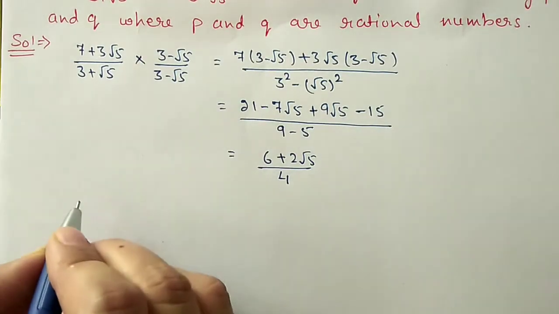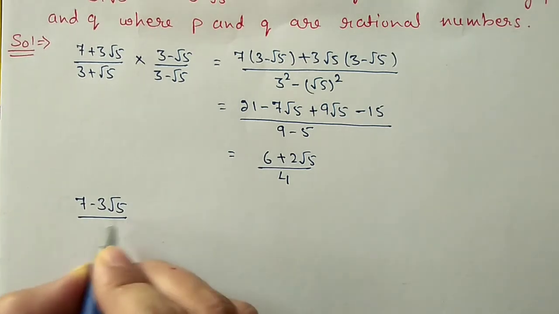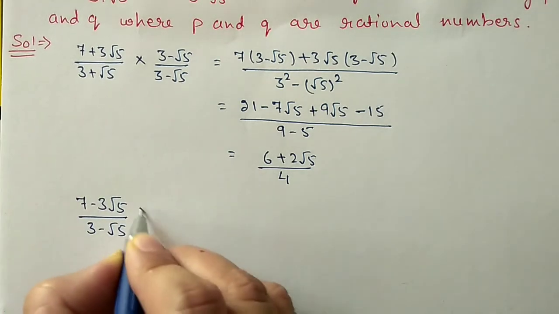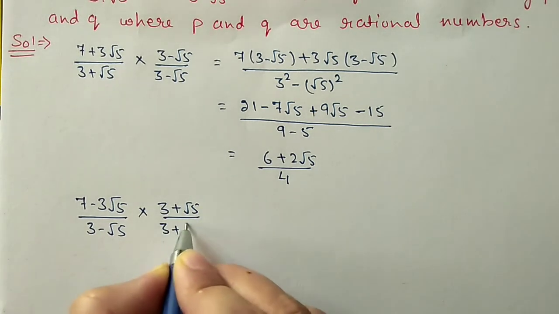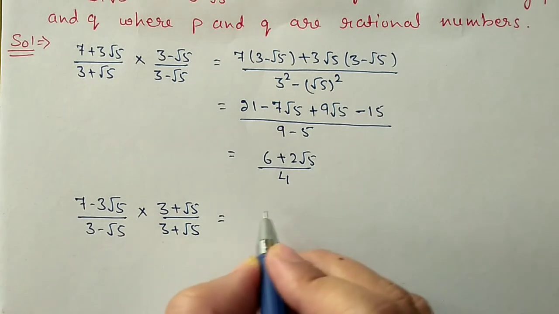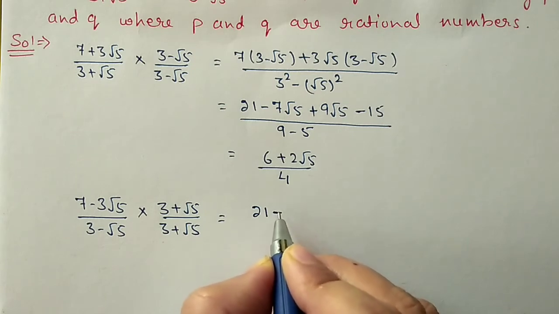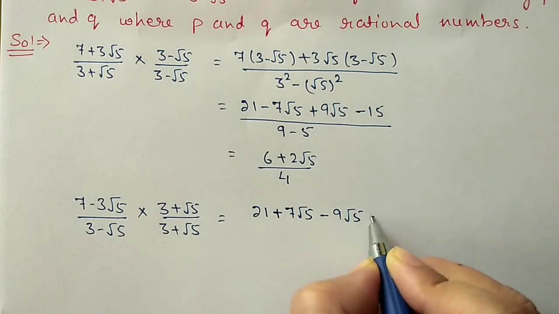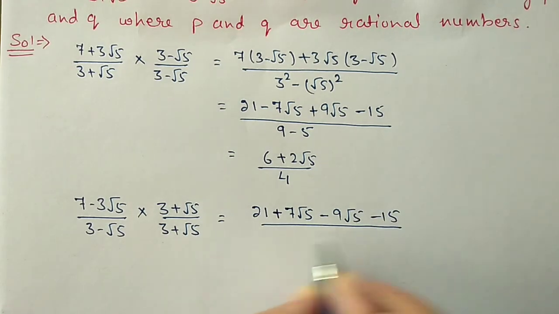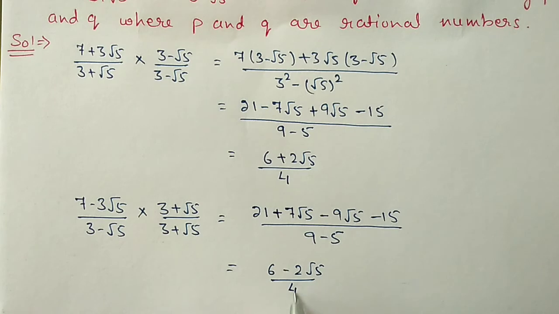Similarly, the second one also we will rationalize. 7 minus 3 root 5 divided by 3 minus root 5. So we will multiply with 3 plus root 5 up and down. Numerator after multiplication, we will get 7 into 3, 21, then plus 7 root 5, then minus 9 root 5 and minus 15, divided by 9 minus 5. So 6 minus 2 root 5 divided by 4 we will get here.